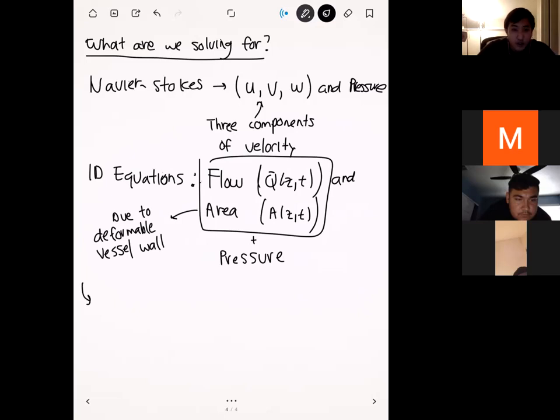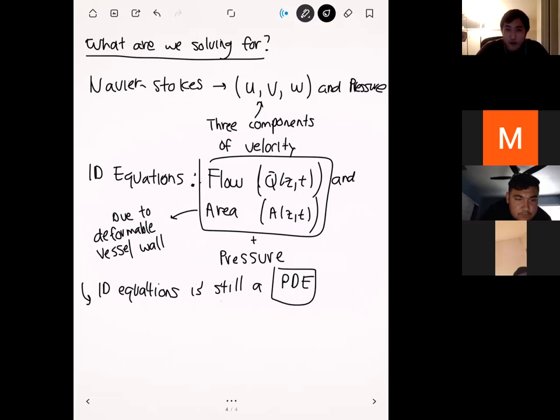The downside to using these 1D equations, as you'll see, is that even though we're going to be simplifying the Navier-Stokes, we're still going to end up with a partial differential equation. Okay. That's a big bummer, because PDEs are pretty difficult to solve. Just like CFD, we still need to rely on code to solve this PDE for us. It's not something that we can implement on our own.